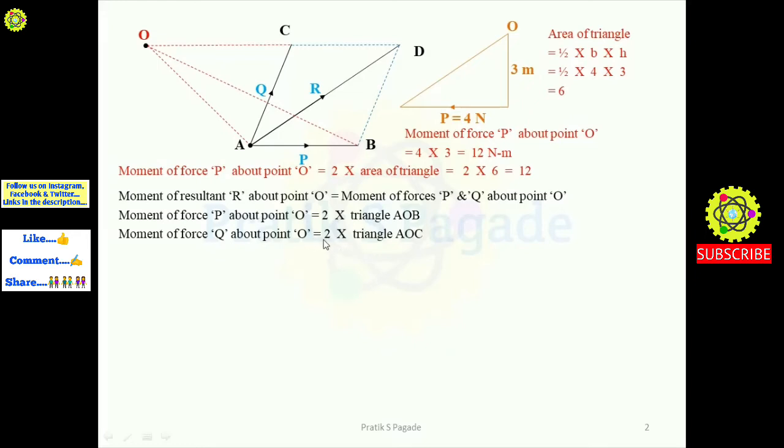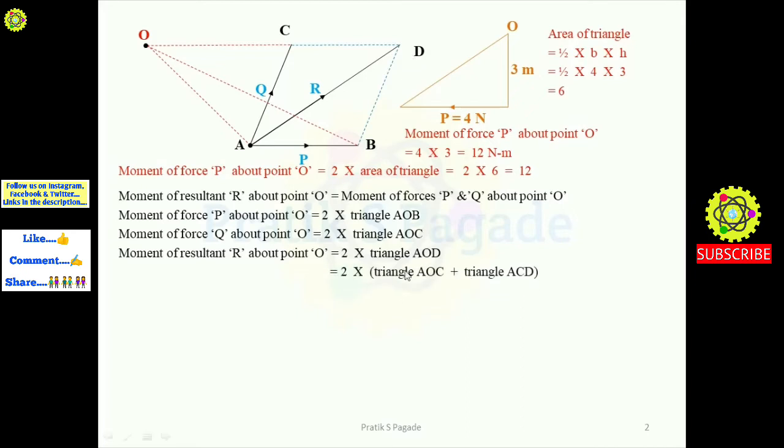It is equal to 2 into triangle AOC. As you can see here, this is the force and it belongs to triangle AOC. Okay, further now see, now we will see the resultant. For the resultant, the moment of resultant R about point O is equal to 2 into triangle AOD. This is the resultant and it belongs to triangle AOD, as you can see here.